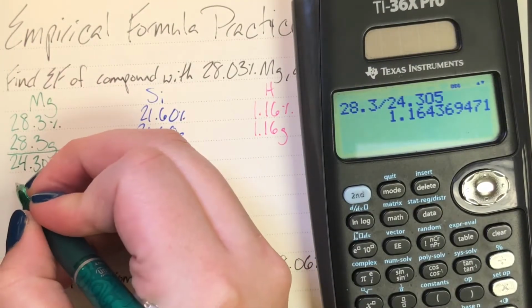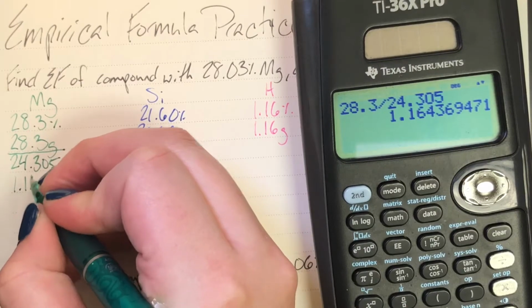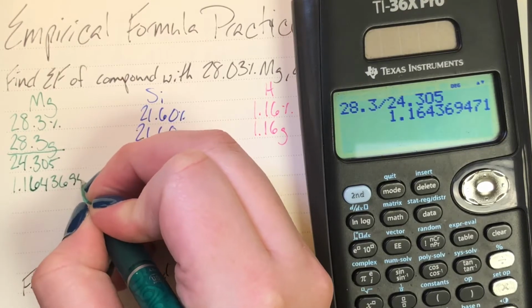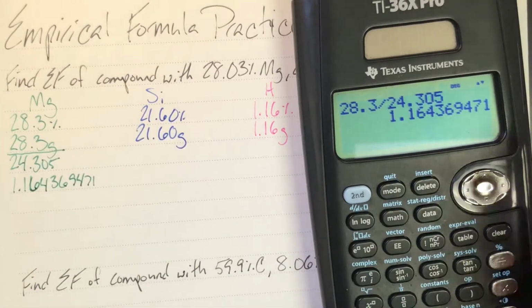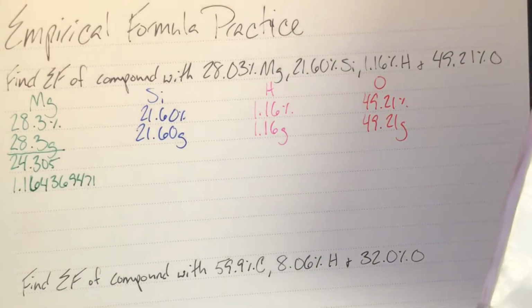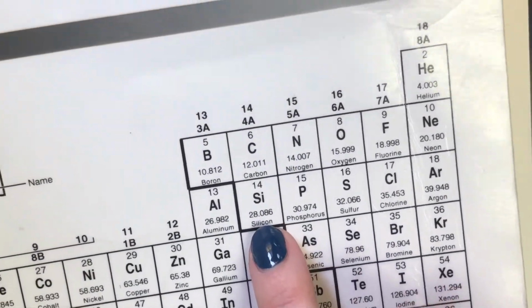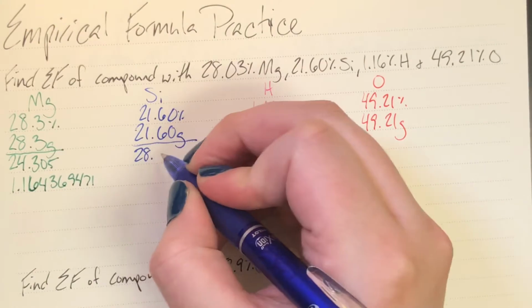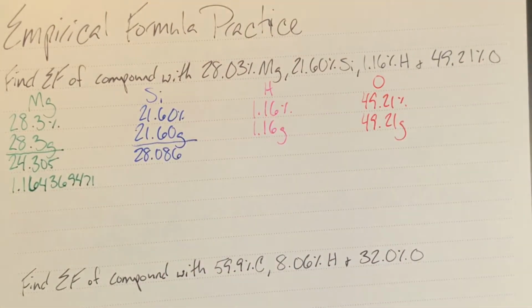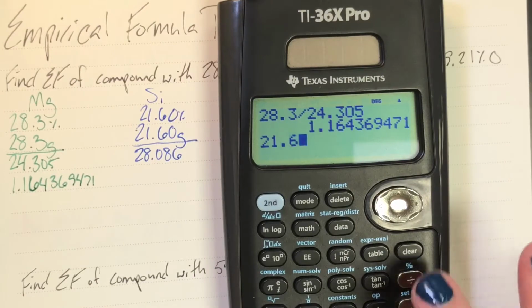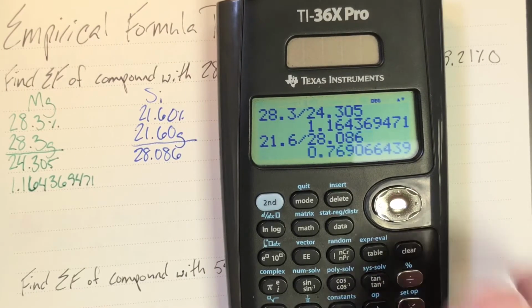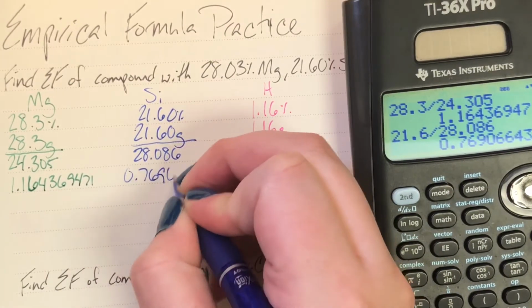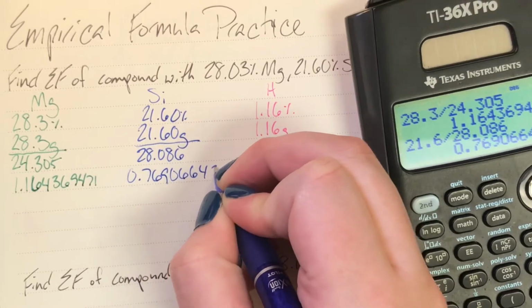Super important whenever you're doing these problems, do not drop numbers at this stage. You're going to want everything that you could possibly have to make sure you get the correct answer. Silicon's mass on the periodic table is 28.086. 21.6 divided by 28.086 will give me 0.769066439.